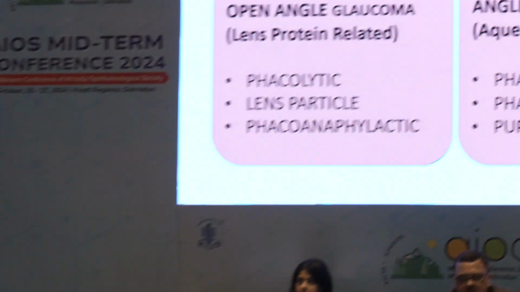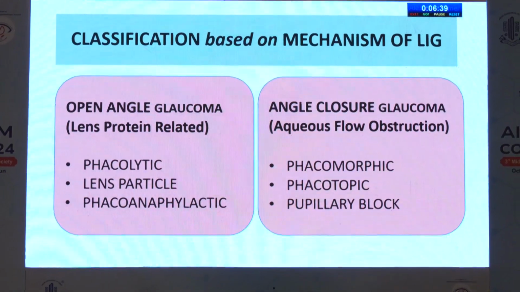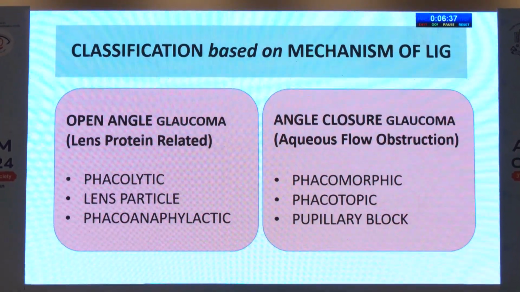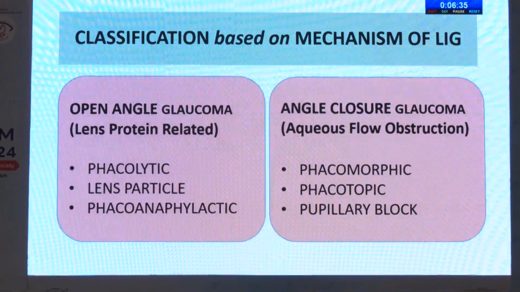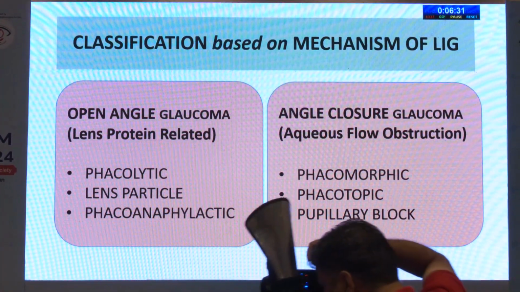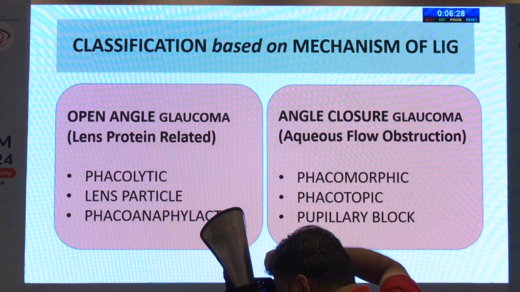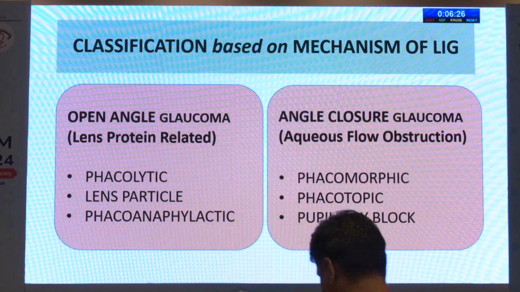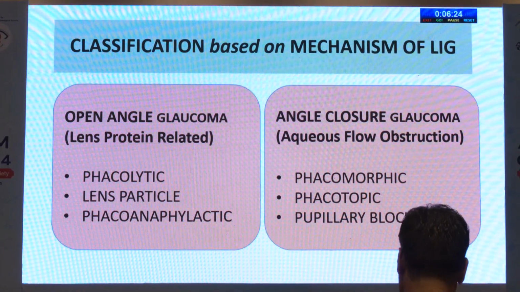My topic is diverse presentation and eclectic outcomes in lens-induced glaucoma. Basically, lens-induced glaucoma can be classified into two types, as all other glaucomas are classified: open angle and angle closure glaucoma. In open angle glaucoma, there are phacolytic, lens particle, and phacoanaphylactic types of glaucoma. And in angle closure, phacomorphic, phacotopic, and pupillary block glaucoma.